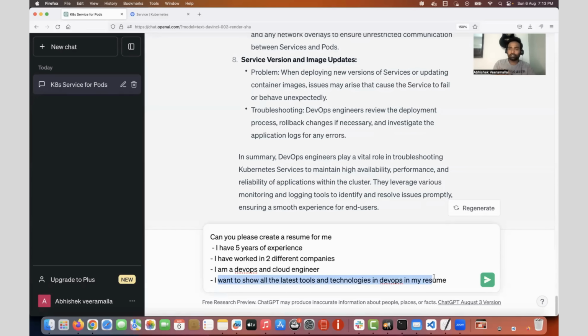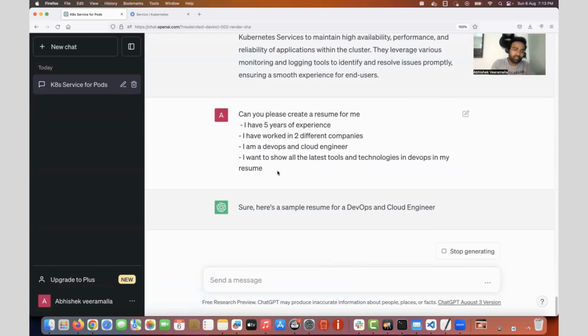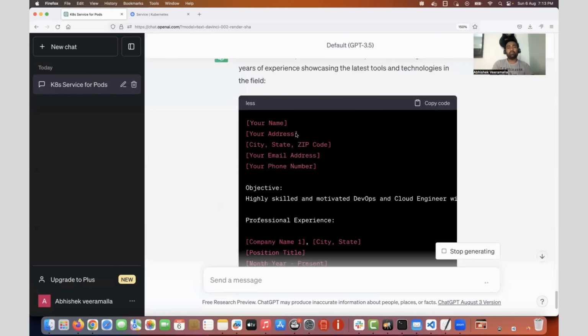Let's say you are applying for a job, then you can go through the job description and you can provide the points as well. For example, you can say, I want to show the details related to my work experience on Kubernetes, Docker, whatever is required for you here. Now ChatGPT can provide you a resume in a much better way, right? Because you have given it enough information about you.